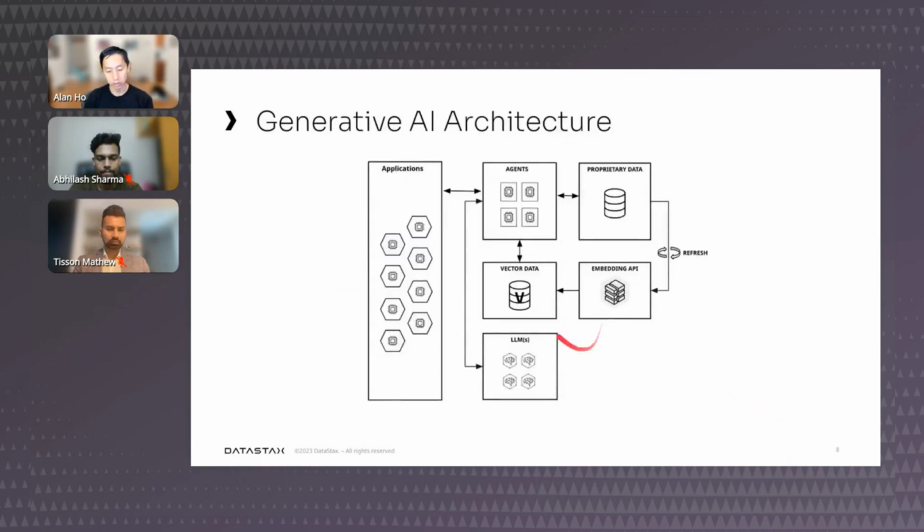At a high level, the generative AI architecture is your application talking to an agent like a chatbot. As prompts come in, your chatbot pulls data from your vector database, puts that into a prompt, and then calls the LLM to summarize or extract information and return it to the user.